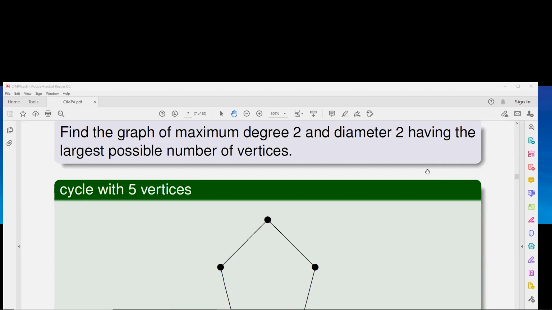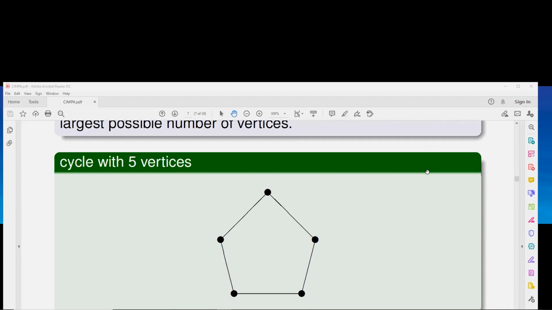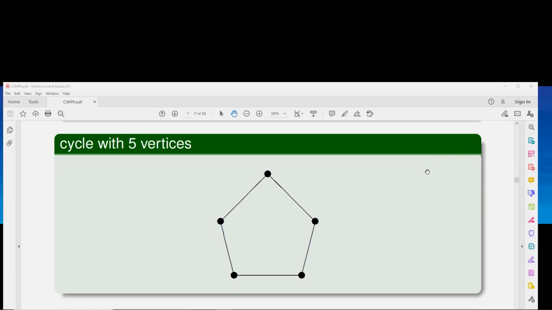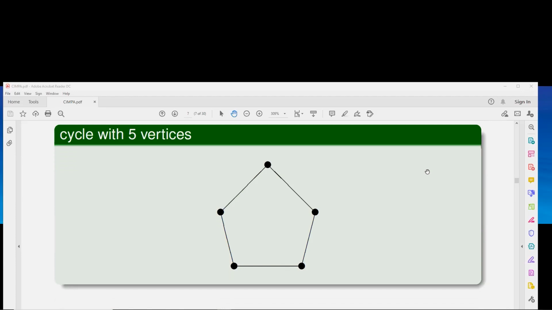So the largest graph for parameters 2 and 2 will have 5 vertices. Let's look at this graph. As you can see, it's clear that the degree is 2, because every vertex is connected to two others. And now the diameter. I guess it's also quite easy to see that the diameter is really 2, because any two vertices can be reached in 2 steps.